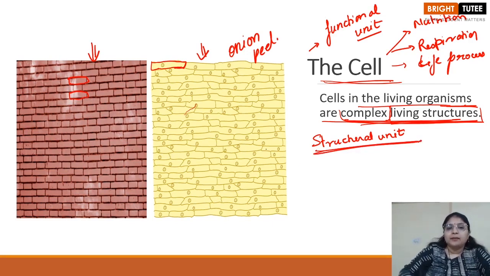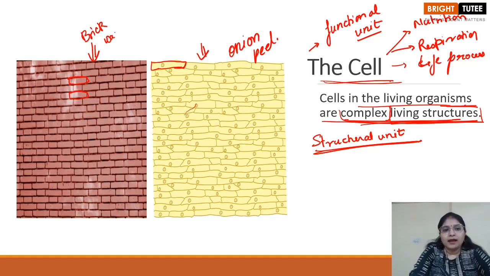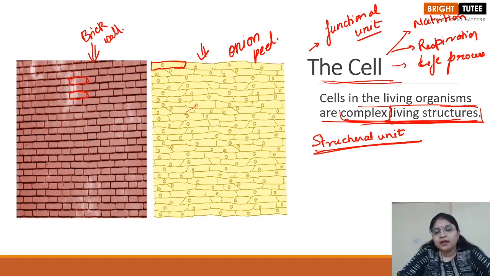That means that the beginning is from a single cell, which further, one after the other, get joined, and they are able to build the tissues, and from the tissues the organs are formed, right? So the similarity we see between the brick wall and the onion peel is that both have a structural unit. In this case, brick is the structural unit, whereas in the onion peel we see that the cell is the structural unit, right?